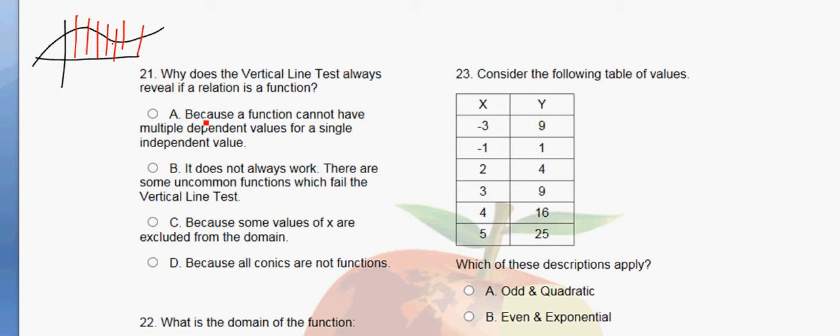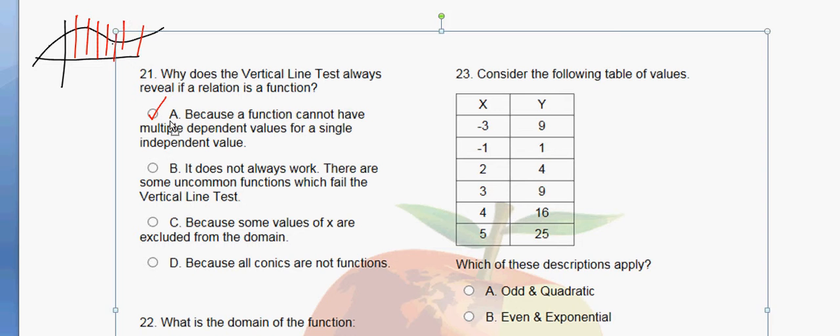Okay, so choice A says the reason this works is because a function cannot have multiple dependent values for a single independent value. So this is clearly it. That's it, right? It's saying exactly what the vertical line test is showing. It's saying that at any given place, if you pick a single independent value, which is like drawing a line through the entire place where x equals 3, for example, right? At that whole place where x is some value, like x equals 3, a function cannot have multiple dependent values. It's saying it can't have multiple y values. It can't have more than one place where it hits this curve. Okay, so this has got to be the choice.